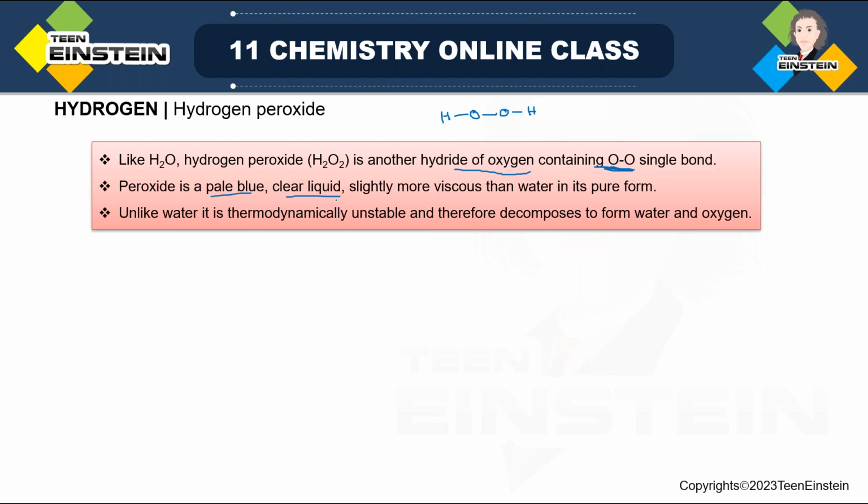This oxide is a pale blue, clear liquid, slightly more viscous than water in its pure form. So if you look at this compound from far, you will not be able to differentiate between these two. But if you look closely, then obviously you will be able to understand the difference. Unlike water, it is thermodynamically unstable. So compared to water, it is unstable. Therefore, it decomposes to water and oxygen. So there is a tendency of this molecule to decompose to H2O and O2. Obviously, if you want to balance it, you have to take 2, and here it will be 2 also. Then both sides are balanced. Fine. So this decomposition tendency is there, because it is not thermodynamically stable like water. This is also a property which you have not seen in case of water, but here it is present.